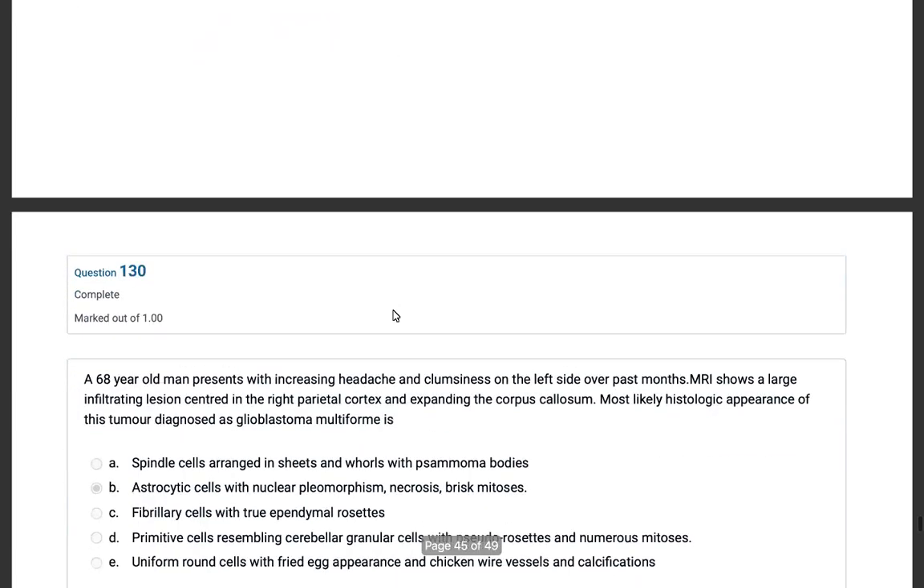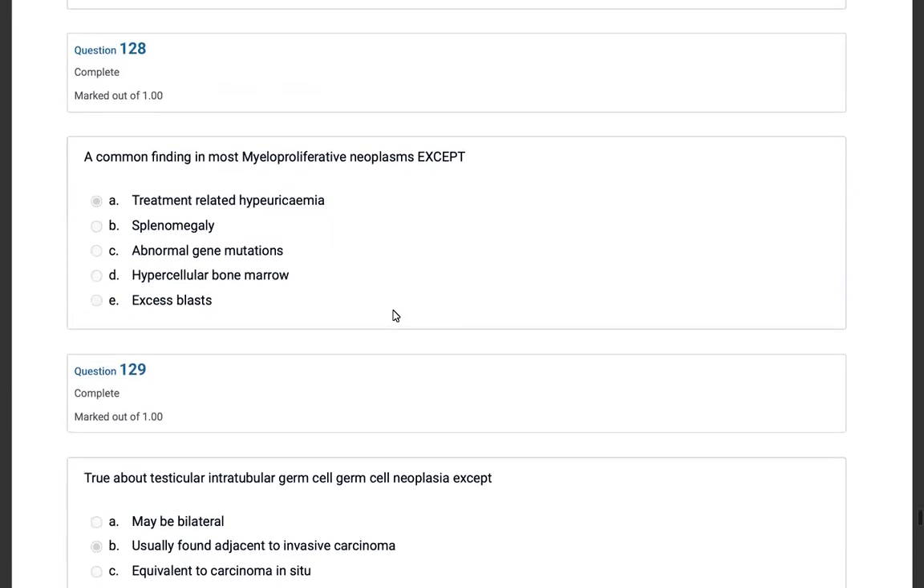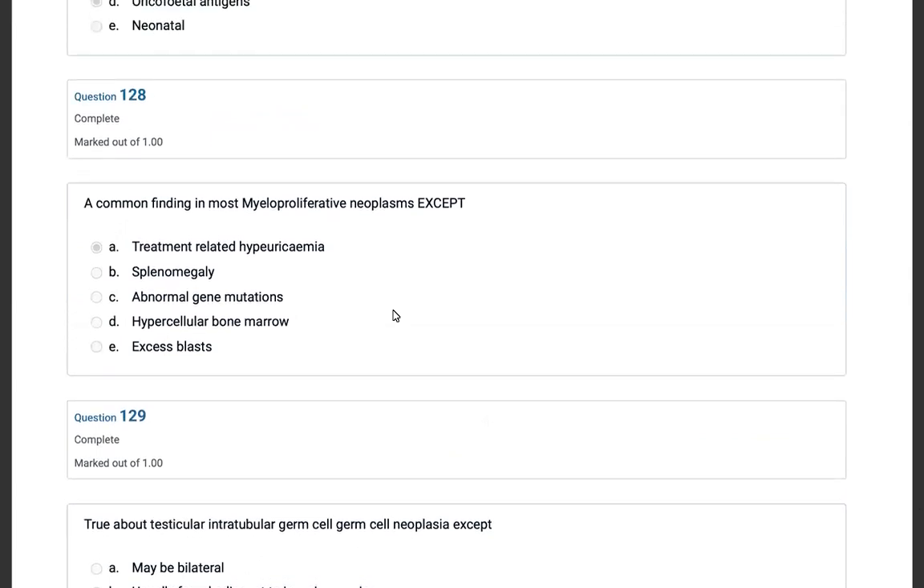Sasa a common finding in most myeloproliferative neoplasms is the following except. Examples of myeloproliferative neoplasms are polycythemia vera and CML. Actually, CML is classified as myeloproliferative. You also talk about, what is it called? Is it myelofibrosis? I've forgotten the other name.